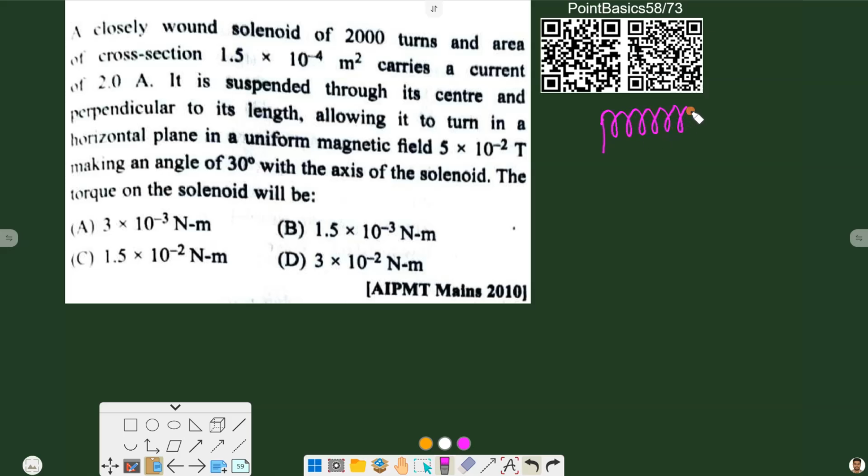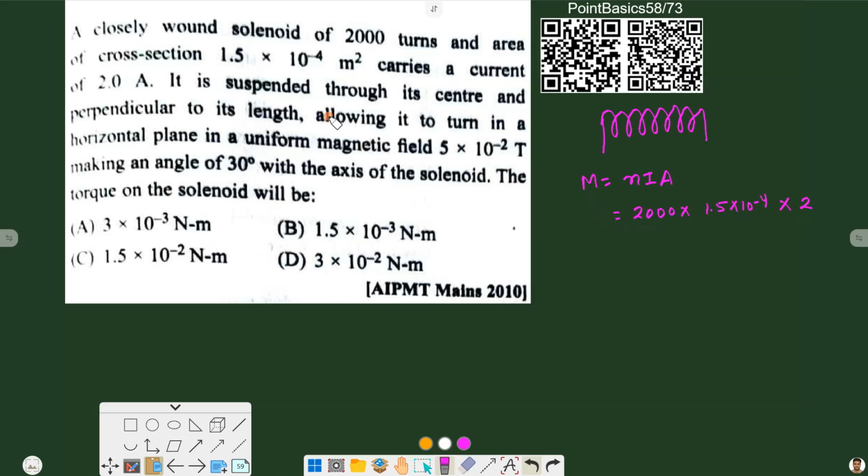So there are slight separations between the number of turns, but the formula for magnetic moment stays the same: M is equal to NIA. So here N is 2000, the cross-section area is 1.5 × 10^-4, and the current is 2 ampere. That is the value of the magnetic dipole moment.